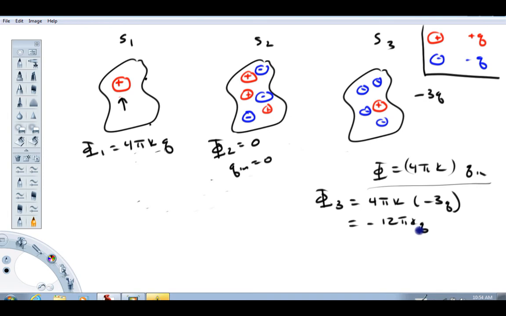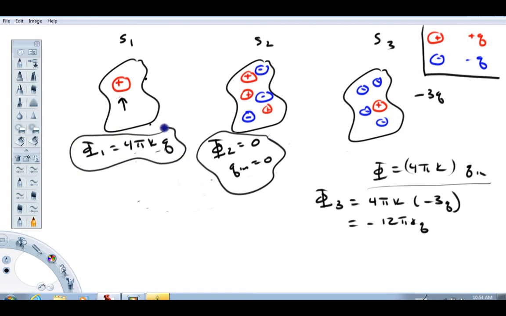Now, as far as ranking these from lowest to highest, we're not ranking vectors. The minus sign, the physical interpretation, is just the inward flux versus outward. So I would say, obviously, surface 2 has the least amount of flux. Surface 1 has a flux of 4 pi kq. That flux is outward. That would be the second least amount of flux. And then the largest amount of flux, this guy, surface 3, has the largest amount of flux, and I would say that amount of flux is 12 pi kq. Again, the minus sign just means inward.